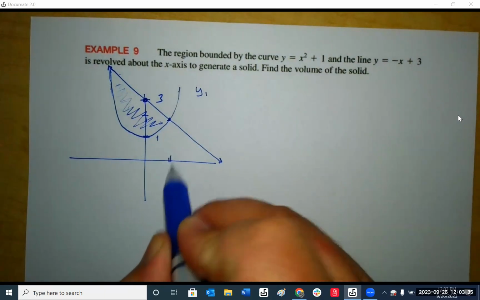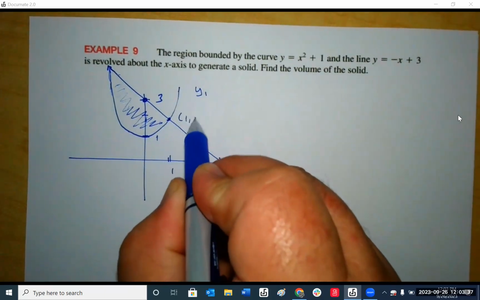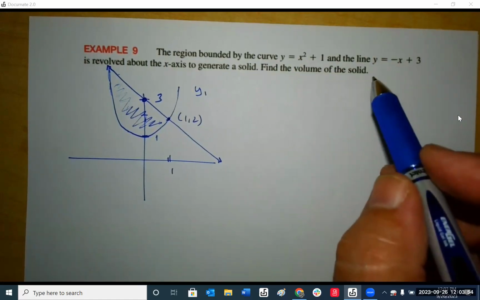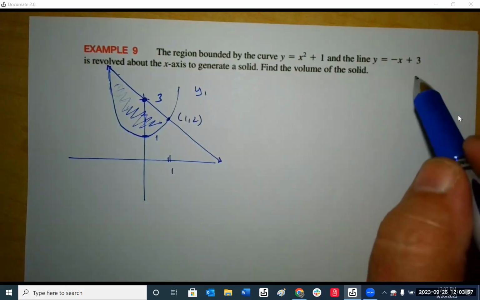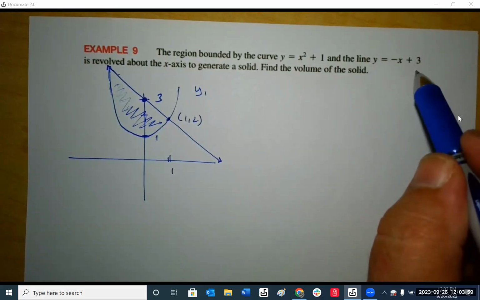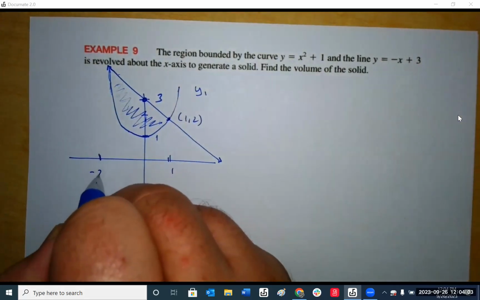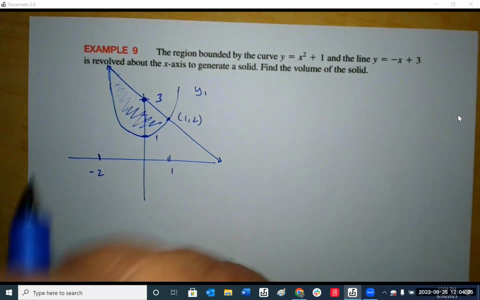They intersect at 1, 2. And on the other side, they intersect at negative 2, 5.